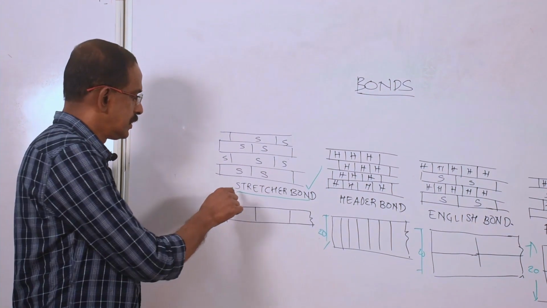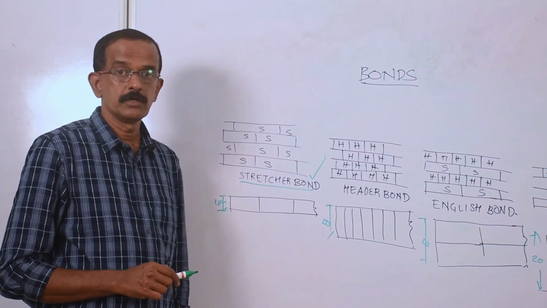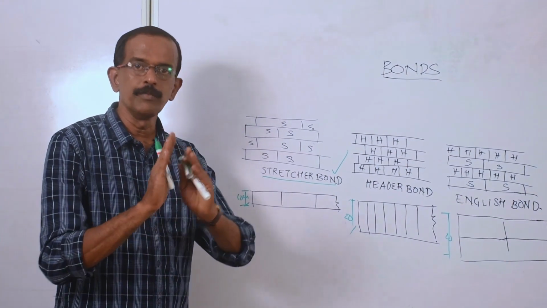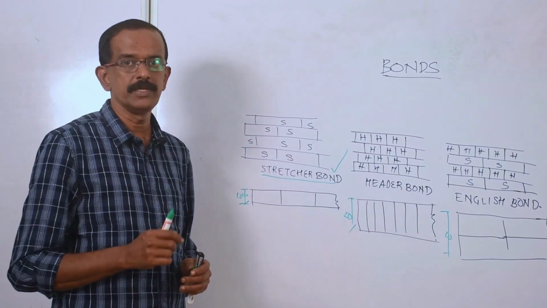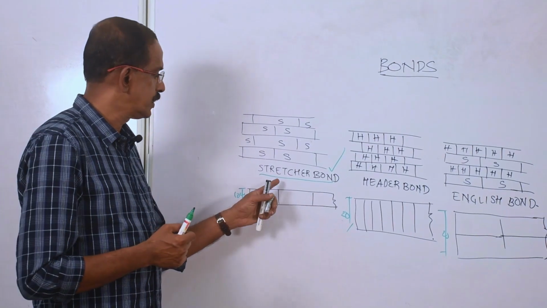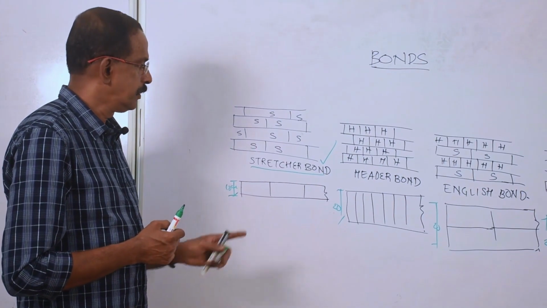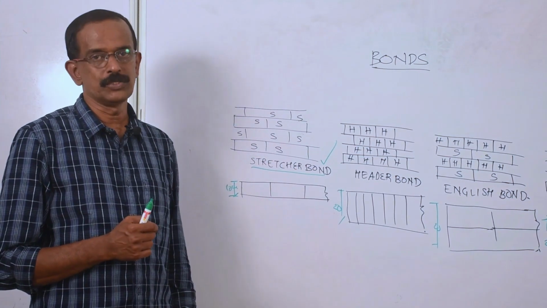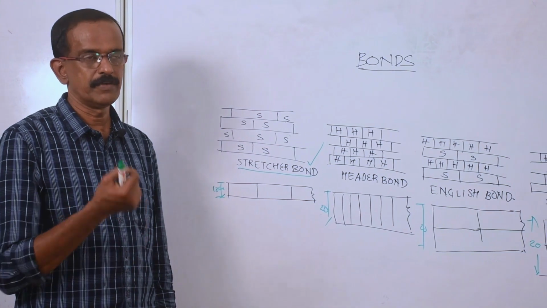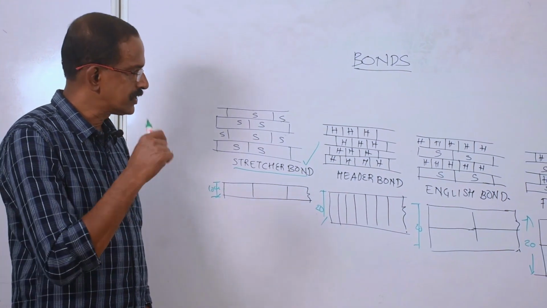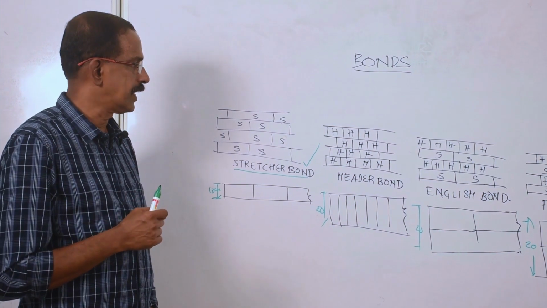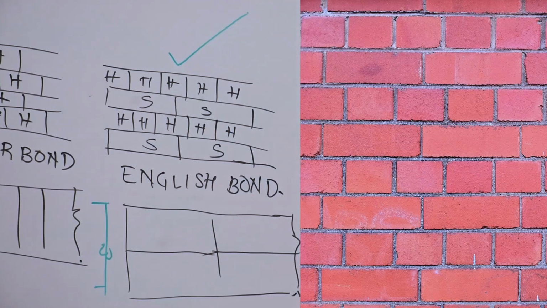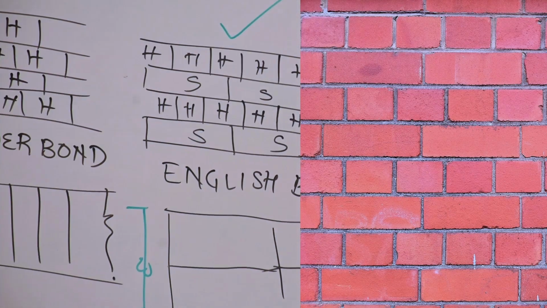So where is a 10 centimeter wall used? Partition wall. What is meant by partition wall? Suppose you want to divide a room into two, that wall can be a 10 centimeter wall. So there you can use such a bond. Now out of these four bonds, which is the commonly used bond? Whenever you see any construction, just observe how the masons are arranging the bricks. That will be in English style. So the commonly used bond is English bond.